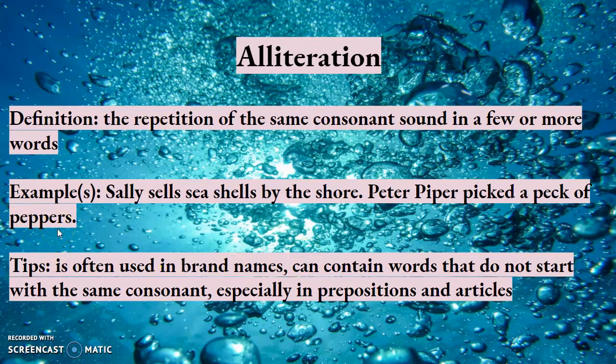Some tips for alliteration are, it is often used in brand names, such as Coca-Cola or Dunkin' Donuts. And I don't think we really realized that they used alliteration for that. It can also contain words that do not start with the same consonant, especially prepositions and articles. Like here, by and the don't have an S, so you can use them, and of and a.